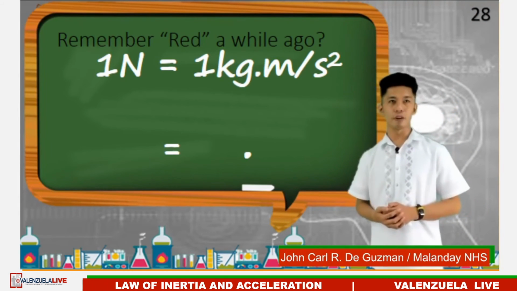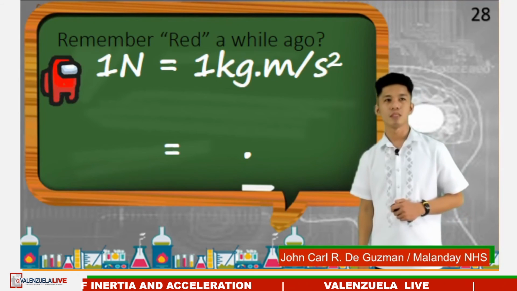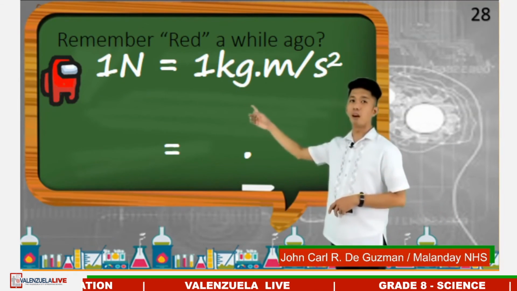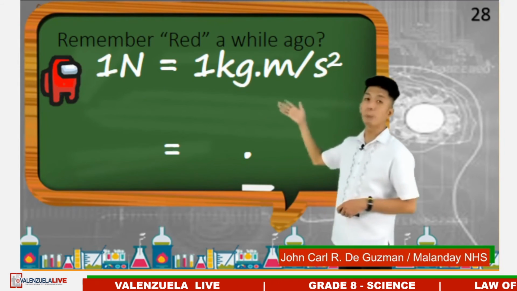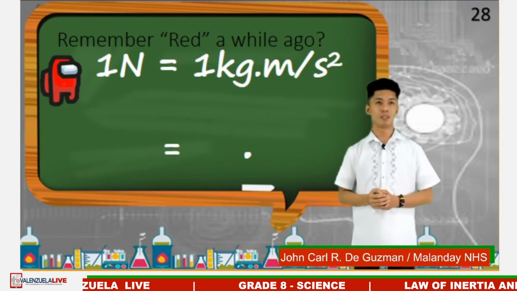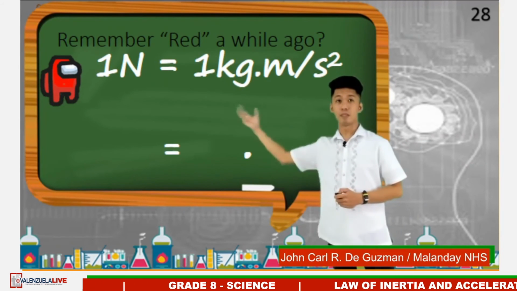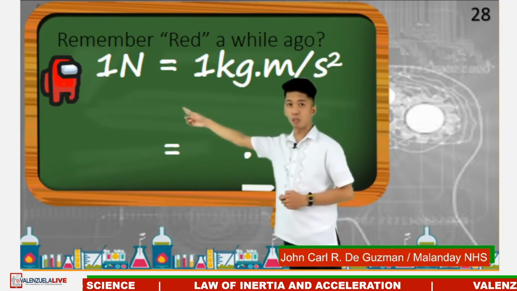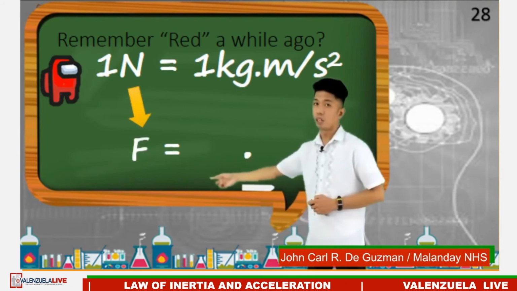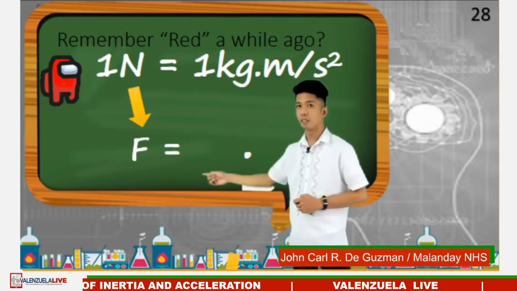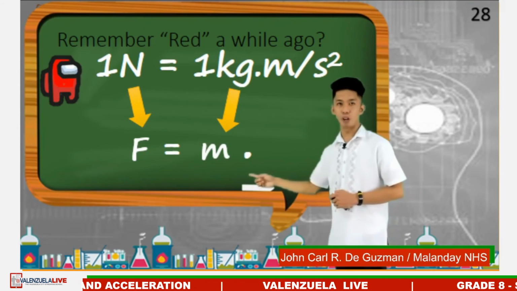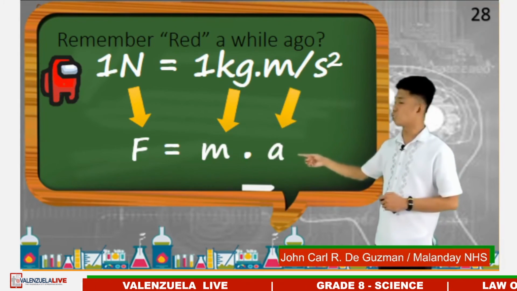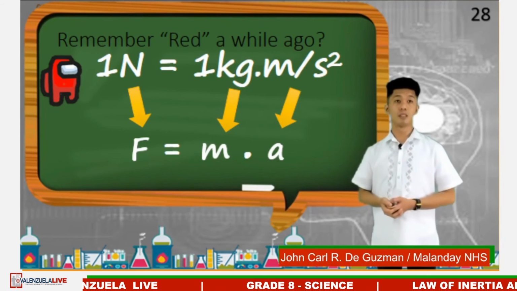Now, also, do you remember Red a while ago? Red said that 1 Newton is equal to 1 kilogram times meter per second squared. So, they are the same. If you analyze this formula, 1 Newton here is for the force. And then, kilogram is the mass of an object. And then, for the acceleration, the unit is meter per second squared.